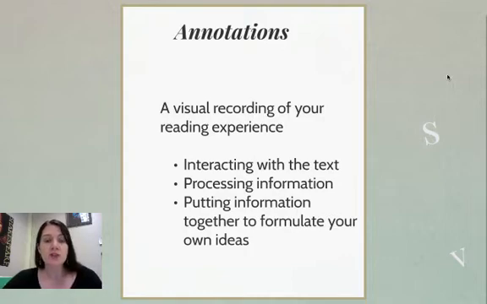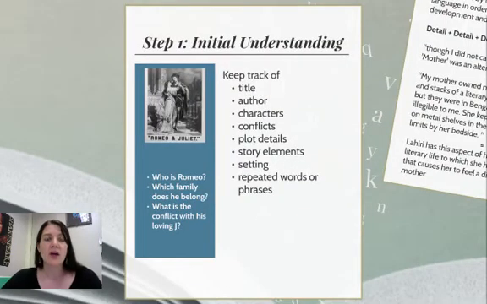Your recording should show your interaction with the text, how you're processing information, and how you're putting content together to form your own ideas. So step one in annotating is really that initial understanding piece. You're keeping track of title, author, characters, conflicts, plot details, and everything on that list below. You're trying to situate yourself in the reading and come up with an initial understanding of what's going on, who people are, and any other plot pieces.